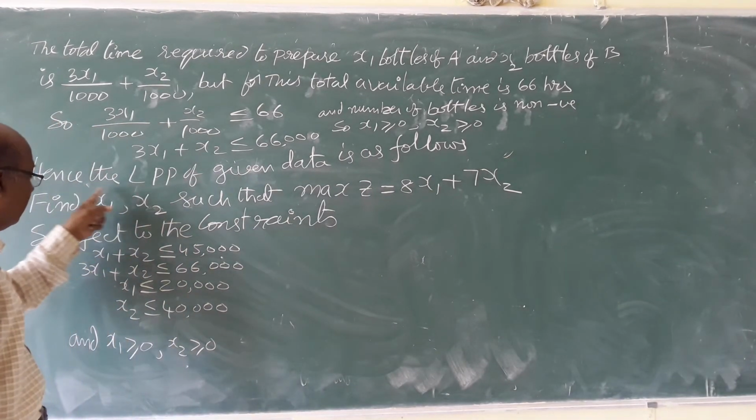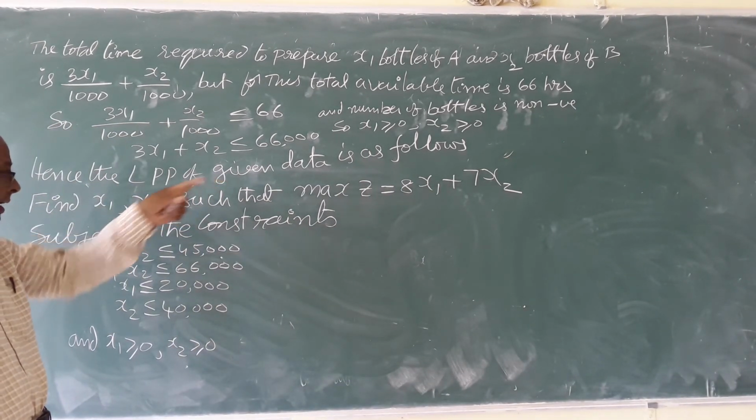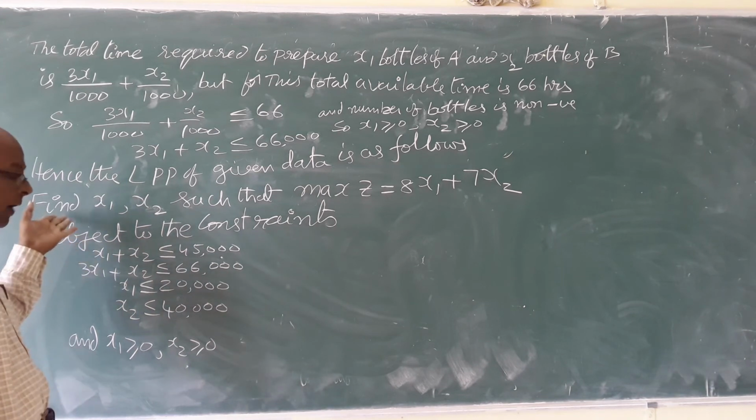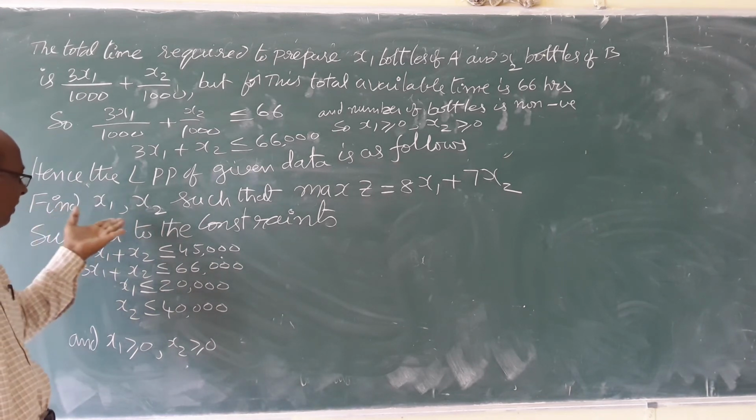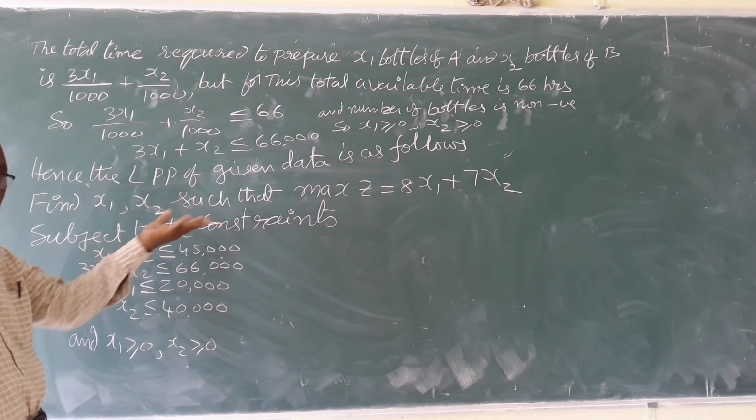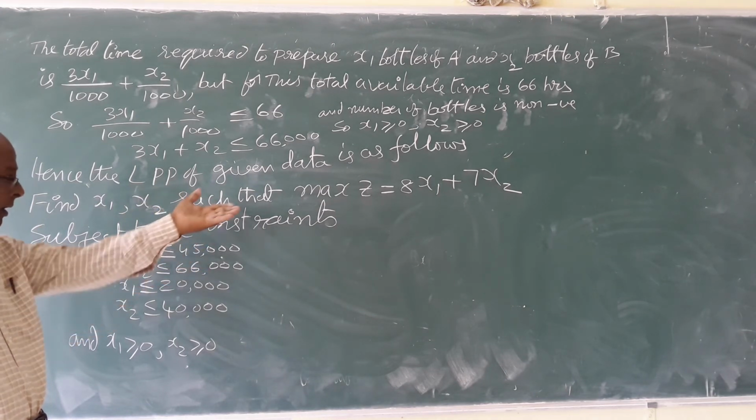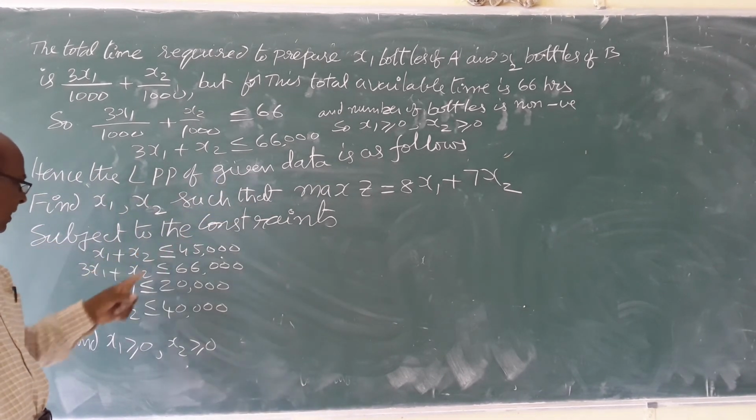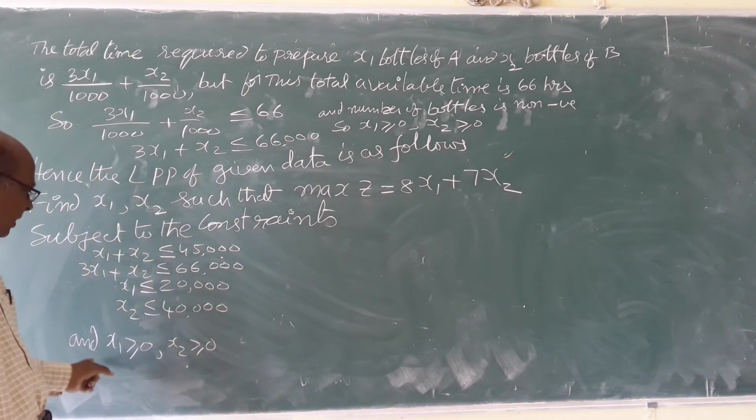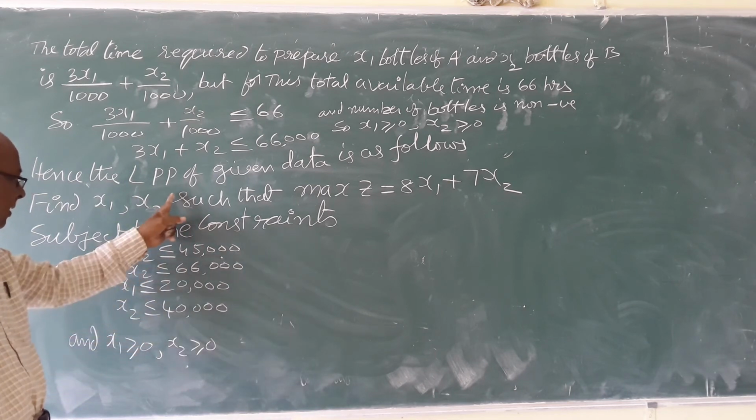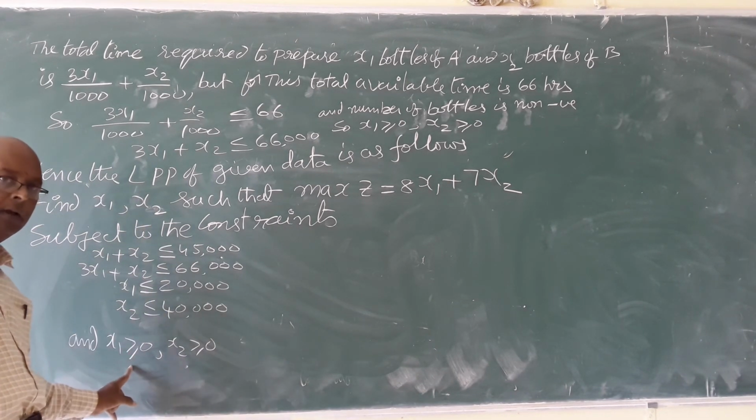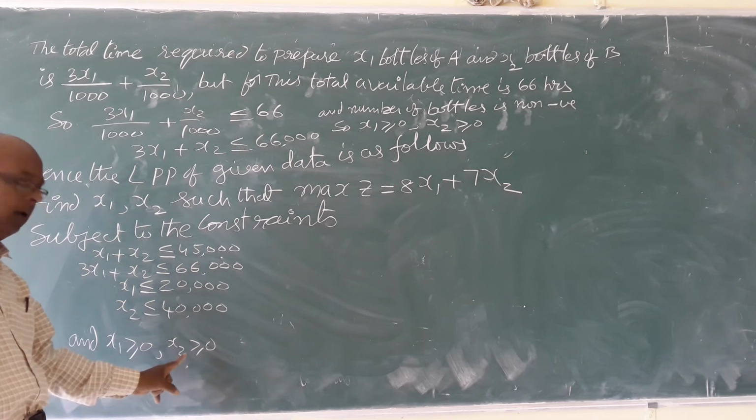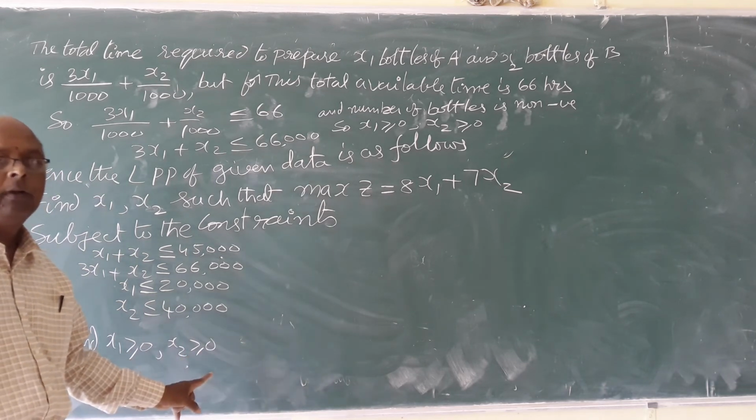Look here. Hence the LPP of the given data is as follows. We have to find x1 and x2 values, which are the variable values, such that z, the profit, is maximum. So maximize z equal to 8x1 plus 7x2, subject to the constraints. These are the constraints: objective function, constraints, non-negative conditions. x1 greater than or equal to 0, x2 greater than or equal to 0.